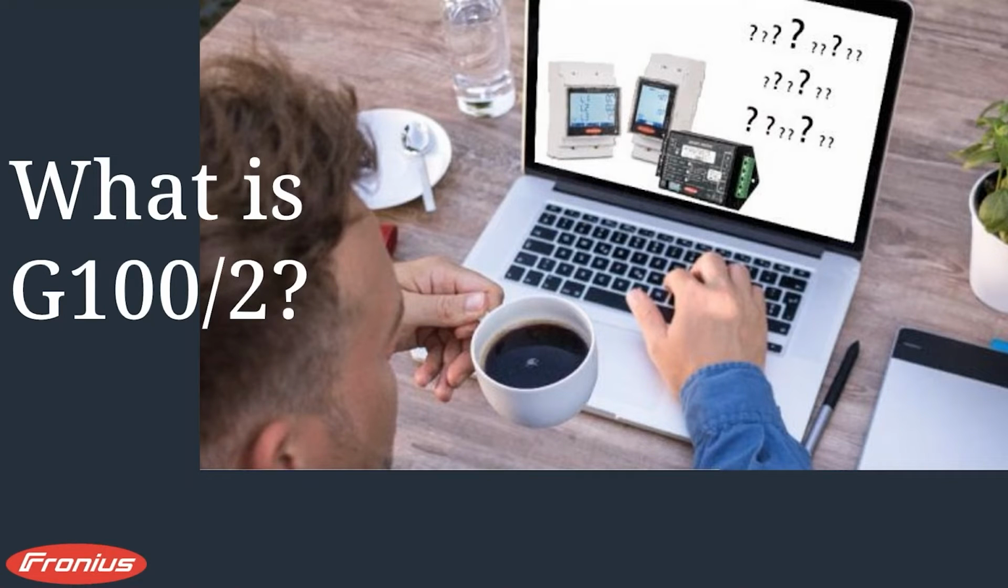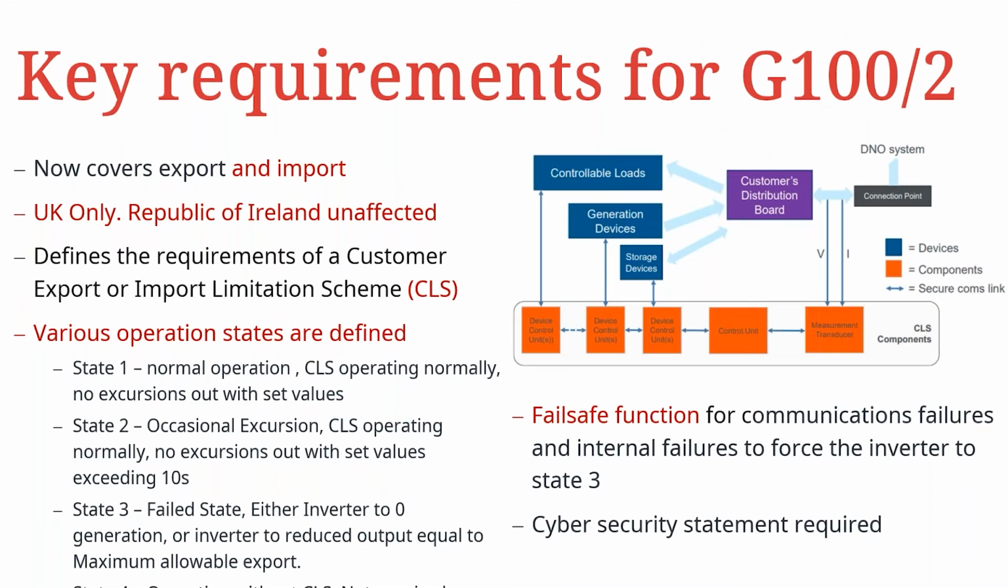So I mentioned G100 a few times. What is it? Well, this is the engineering recommendations that cover both export of energy and import, and limiting export and import. So this is specifically for the UK. So anyone viewing from the Republic of Ireland or any other markets, the good news is this doesn't affect you. So Snap inverter export limitation is absolutely fine in your market. This is just covering the UK and Northern Ireland. And it defines the requirements of something called a CLS, a customer export or import limitation scheme. So this is the solution for limiting the export.